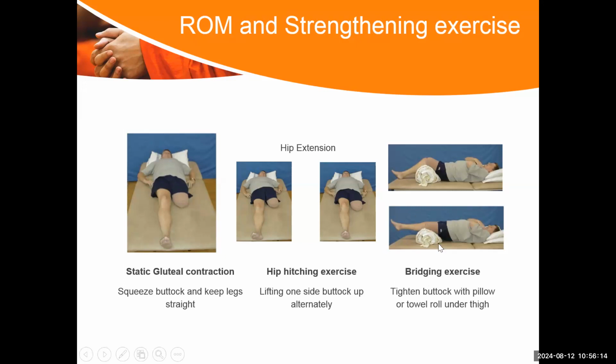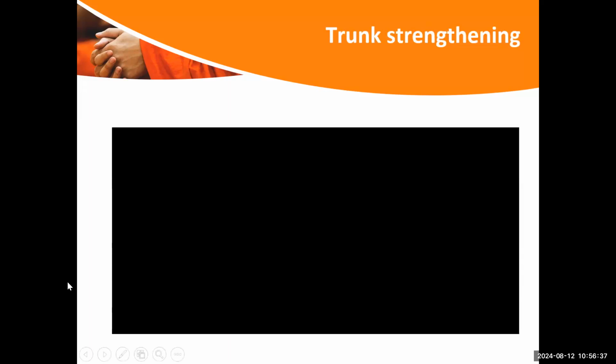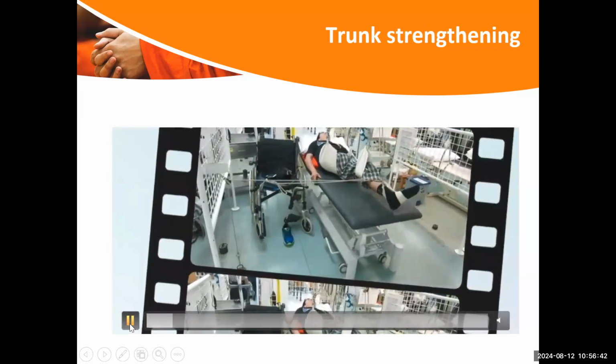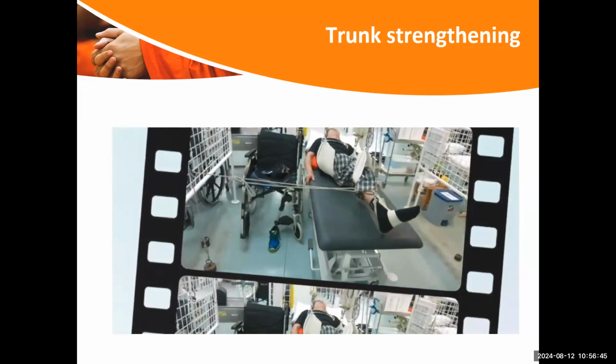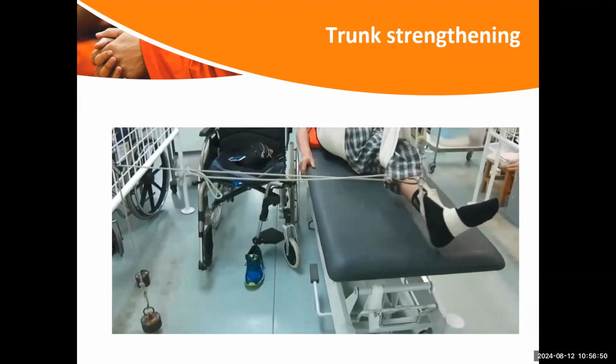And then of course, bridging exercise, hip hiking exercise, okay? All directions, hip flexion, and hip extension in prone lying. Sometimes I just ask the patient to do prone positioning, and then I will ask the patient to do active hip extension, okay? At the same time. And this is a patient with hip disarticulation, a young gentleman. We may also train up the trunk muscles, okay?